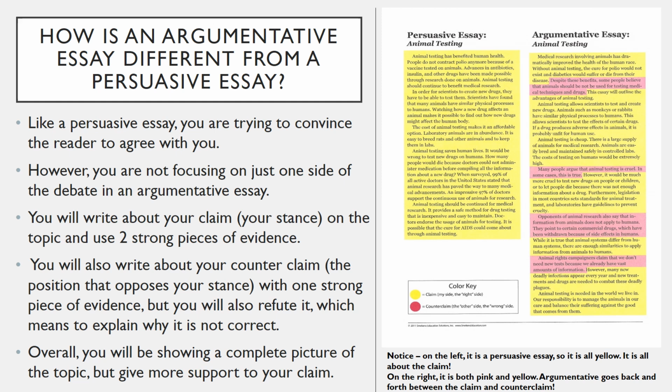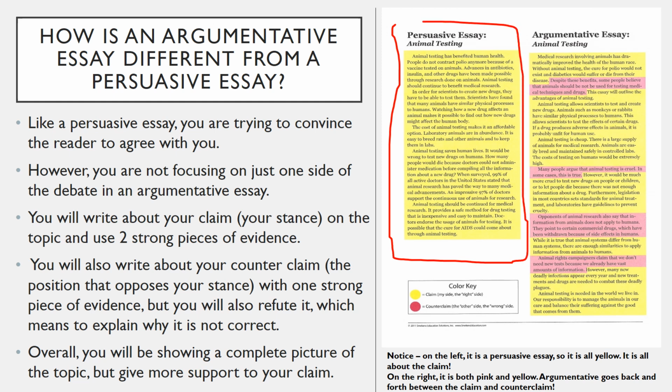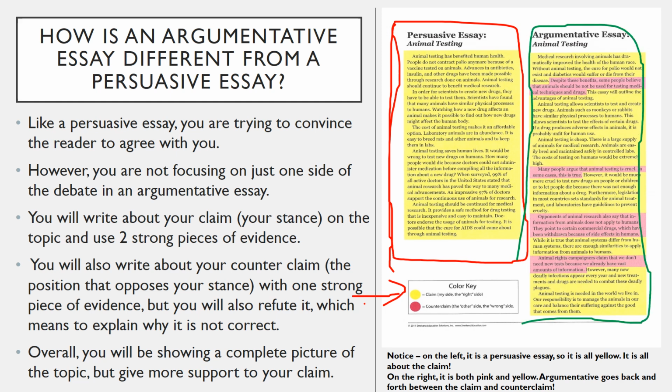So, if we take a look over here, notice that all parts of the persuasive essay are yellow. That's because it focuses just on the claim. If I look over here at the argumentative essay, it goes back and forth. That's because it focuses on the claim and the counterclaim.